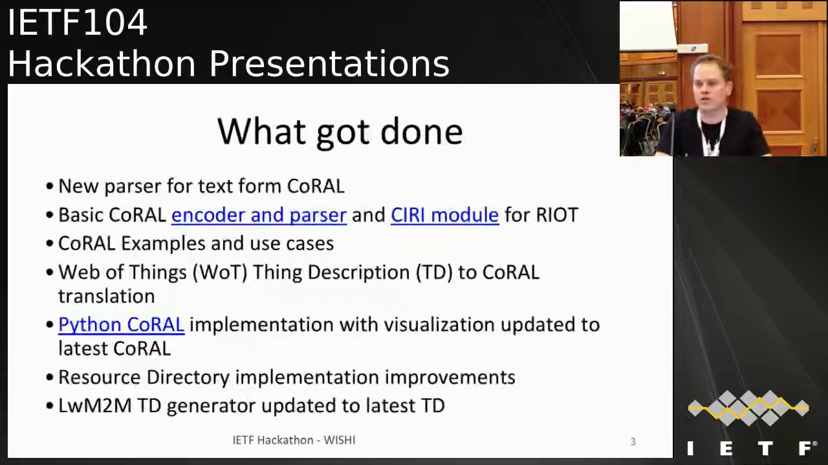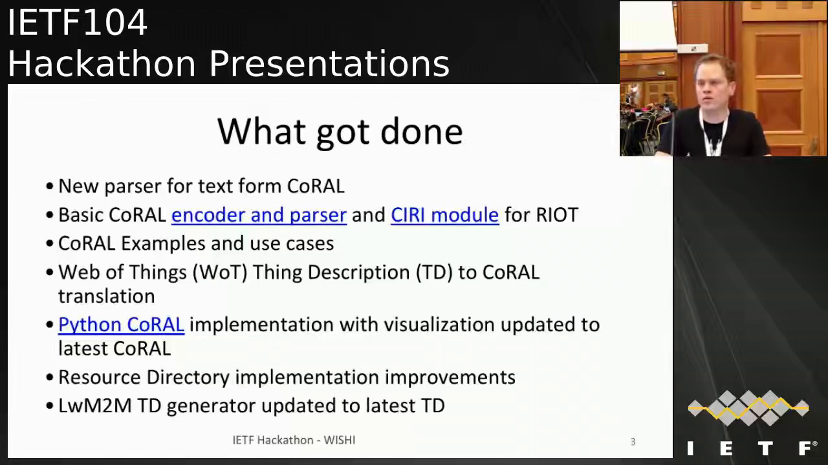Some of our achievements from the weekend: there is now a new open source parser for the text form of CoRAL. Still not published, but it's going to be out there soon. Also for RIOT OS, there is a basic CoRAL encoder and parser, and also a module for constrained IRIs available and open source. Because everybody likes use cases and examples, there's a set of those described in our Etherpad. You can find more information there.